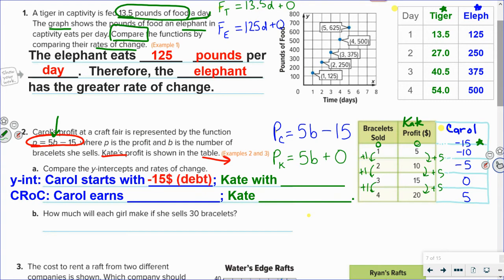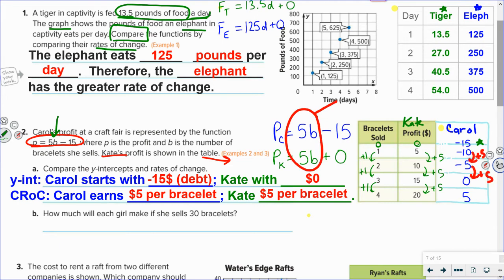So while Carol begins with negative $15, or you could say $15 in debt, Kate begins with nothing, $0. She does not have money, nor does she owe money. Thinking about the constant rate of change, Carol earns $5 per bracelet. Oh, this is interesting. Kate also earns $5 per bracelet.